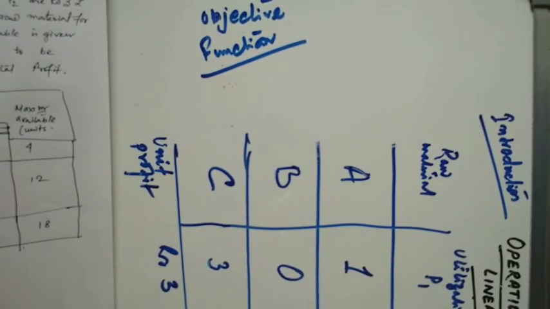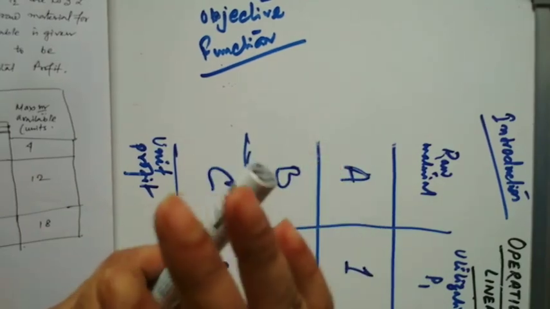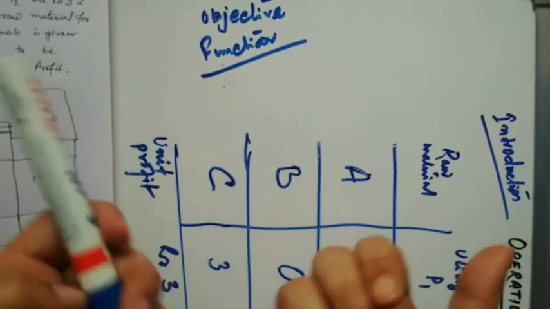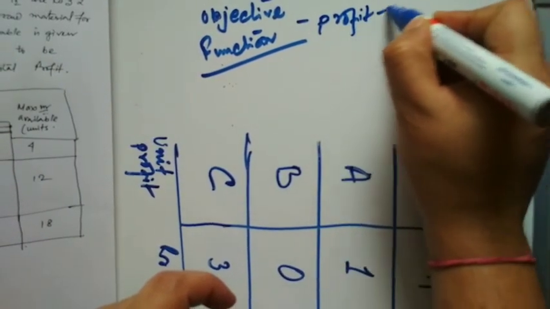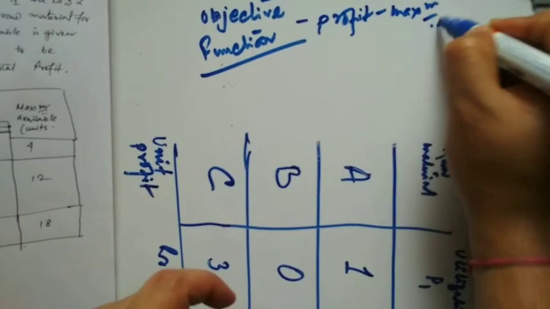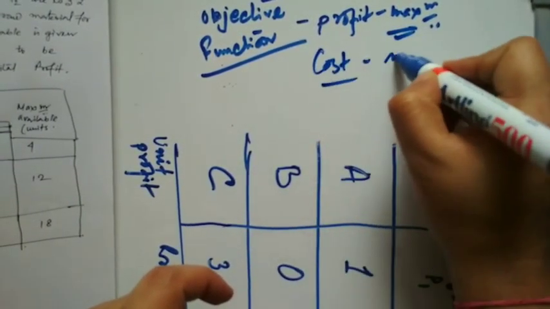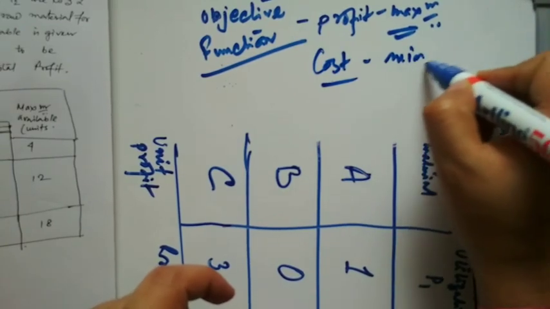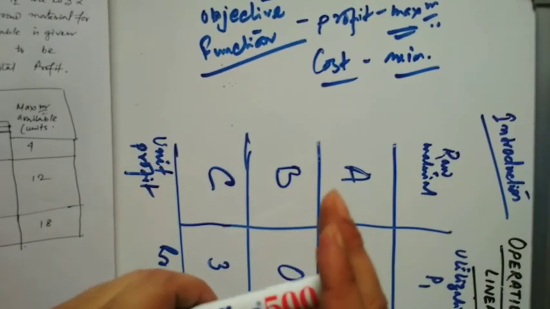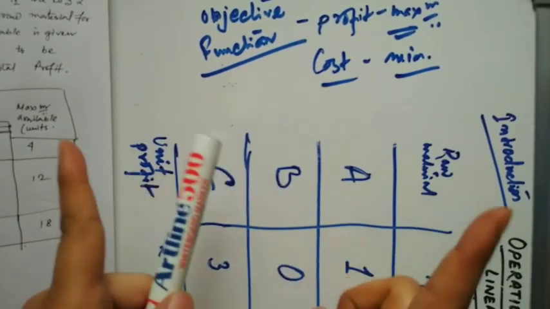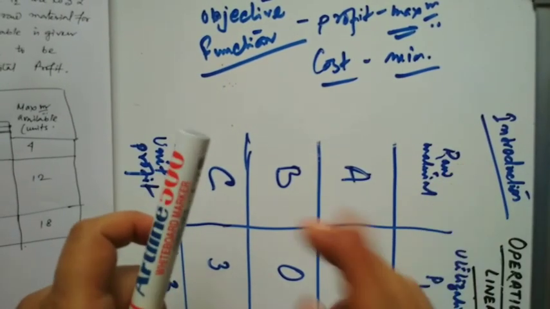So let us say profit. Profit is a function to be maximized, or cost is a function to be minimized. So I can write profit, it can be maximized, in short form, and cost we need to minimize. So the objective function must include all the possibilities with profit or cost coefficient per unit of output.